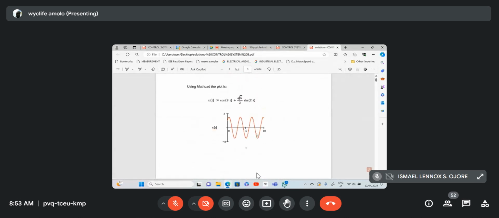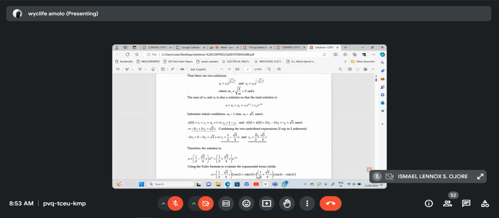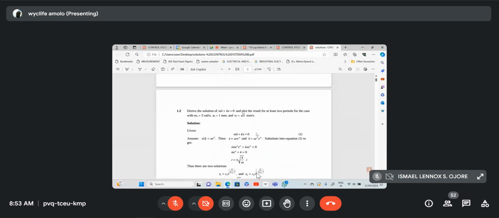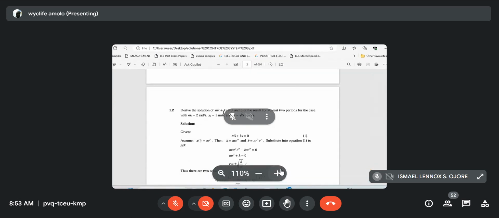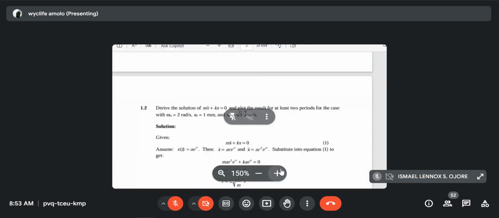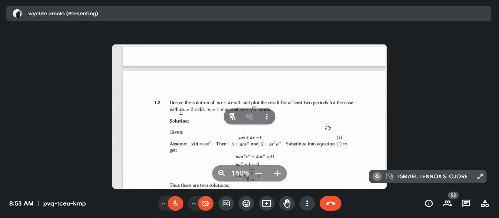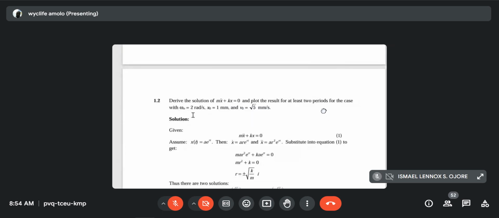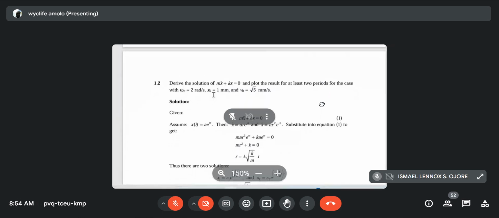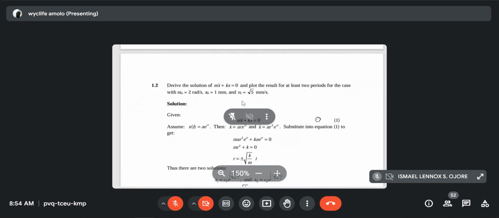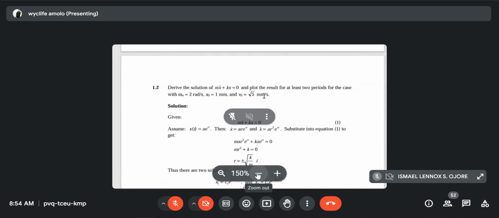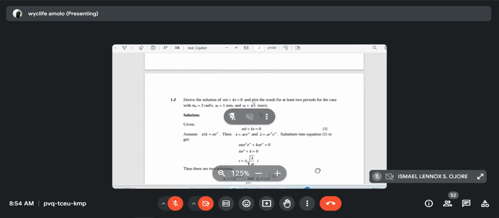Now, I gave you some work to do. You can try to derive the solution of this expression, m x double dot plus k x equals 0, and plot the result for at least 2 periods, with omega n equal to 2 radians per second, from x0 equal to 1 millimeter and an initial velocity of 5 millimeters per second.